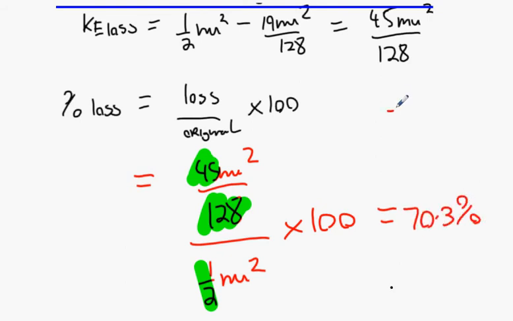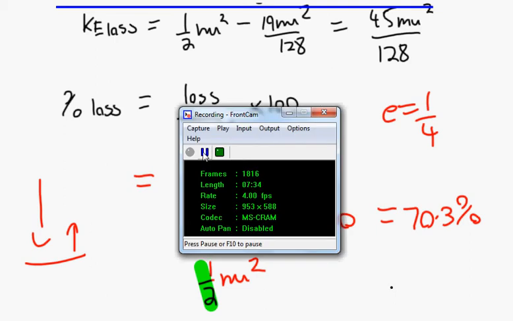It's a big loss because the e value is small. If the e value was 3/4, you'd have a much smaller loss, because remember, e value refers to this: if you throw a ball against a stationary ground, e equals a quarter means it'll only rise to a quarter of its old height. It only retains a quarter of its kinetic energy. Alright? Okay. So that's part A.